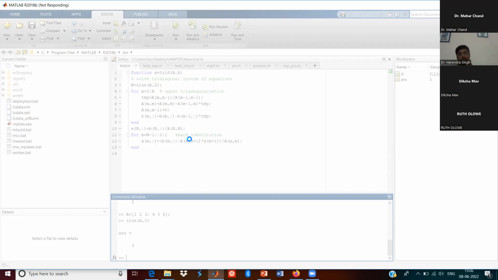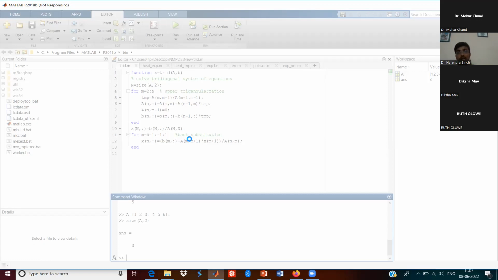So let me explain some theory. If the program is showing on the computer it is a bit blurry, but it will be clear. You can see why we use size of a comma 2, because if you are writing the system Ax equal to b, it is not always required that A should be a square matrix. A can be 2 cross 3.